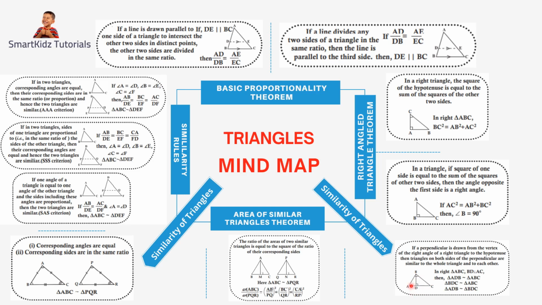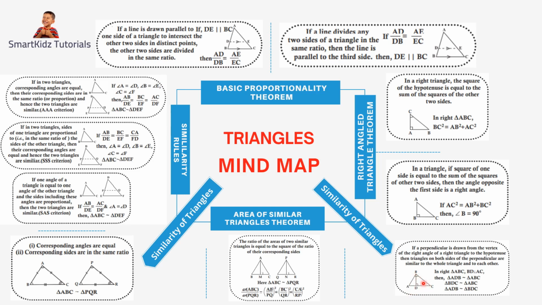In other words, triangle ADB will be similar to triangle ABC, and triangle BDC will also be similar to triangle ABC. And since they are similar to this entire triangle, they have to be similar to each other as well. That means triangle ADB will be similar to triangle BDC.